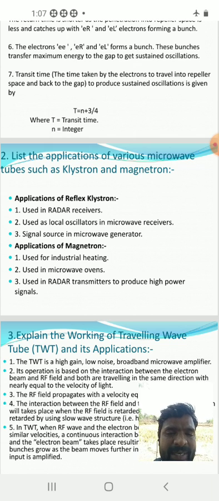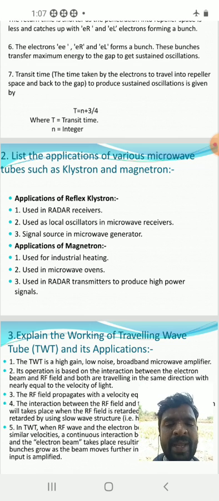Applications of the magnetron. The magnetron is used for industrial heating purposes and in microwave ovens, and is used in radar transmitters to produce high power signals.